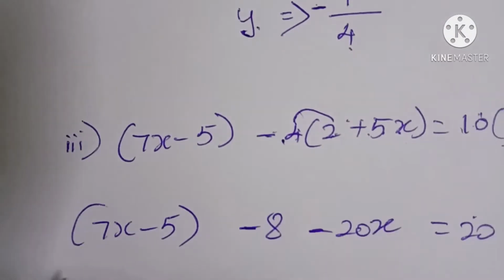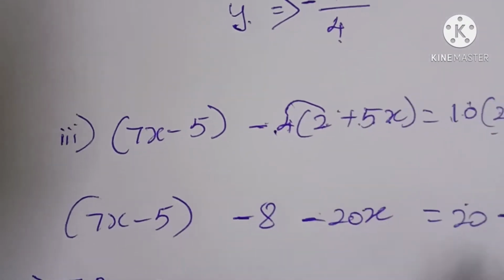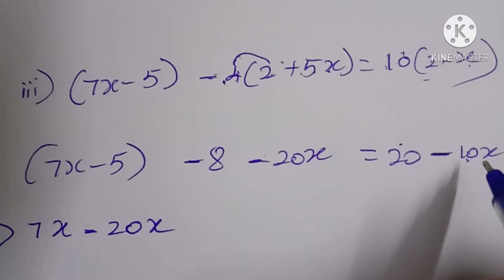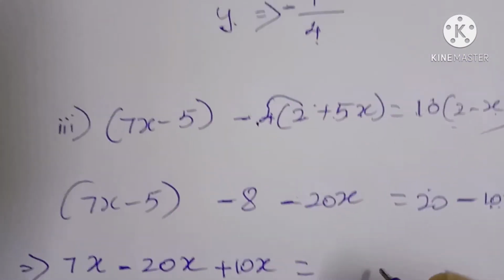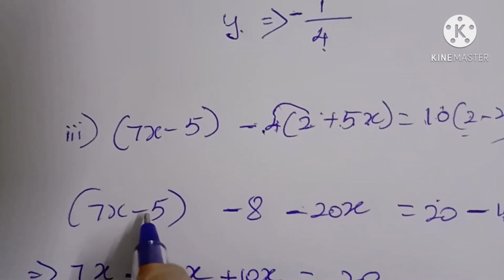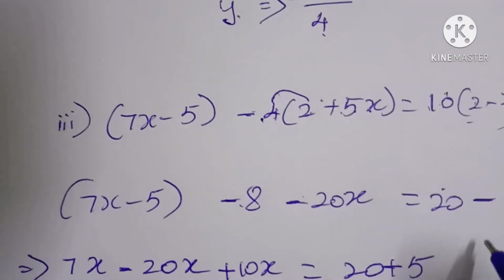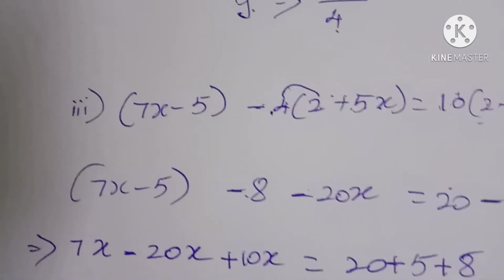So bring the like terms together. That is 7x minus 20x. Again if you see your right hand side, minus 10x. When you bring it to your left hand side it is plus 10x, which is equal to 20. When you take this minus 5 to your right hand side it is plus 5, and minus 8 to your right hand side is plus 8.